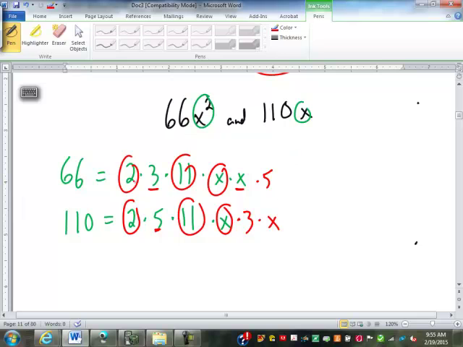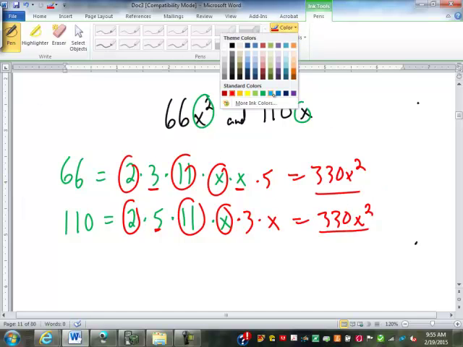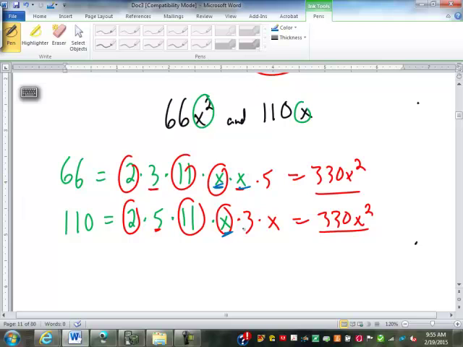So multiplying this all back together gives us 330x squared. Down here, multiplying that together also gives us 330x squared. Because there's 2 x's. There's an x and an x. There's an x here. We did another x.